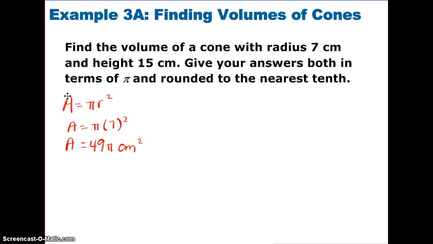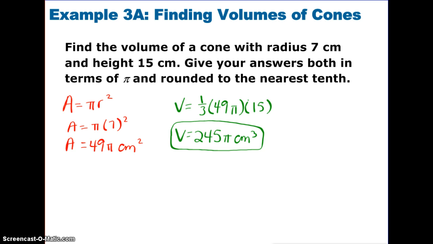Now volume is going to be 1/3 times 49 pi times the height of 15. What I'm going to get here is 245 pi centimeters cubed. All I had to do was type that into my calculator. Now here's what's really important: it also says to give it in terms of pi and round to the nearest tenth. So you'll hit that double arrow button directly above enter once you get 245 pi. And what you should get is approximately 769.7 centimeters cubed. That would be the rounded solution.